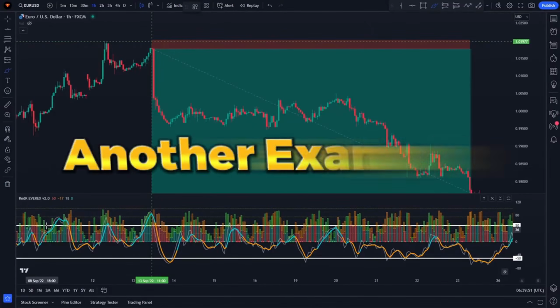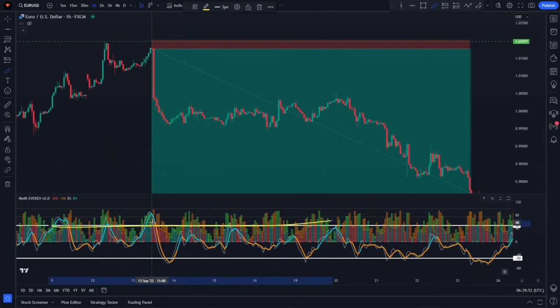Another example. When both lines are above 50 and the smooth line crosses under the signal line, and also the histogram is red and above 50, we enter our trade.